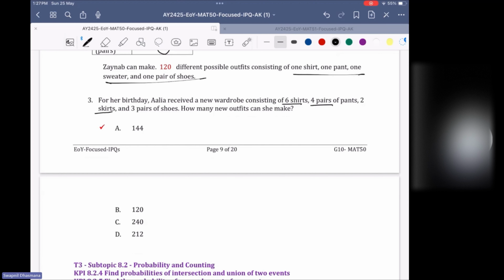For her birthday, Alia received a new wardrobe. She has 6 shirts, 4 pair of pants, 2 skirts, 3 pair of shoes. So one of each. So 6 times, 4 times, 2 times 3. And let me cross check this on the calculator. Yeah, 144. That will be your answer.